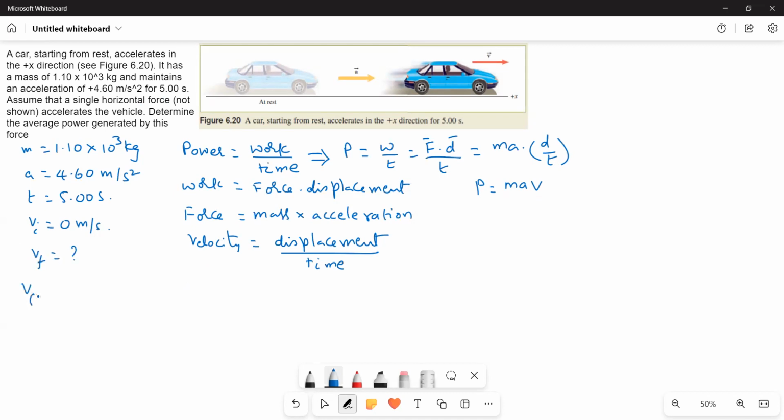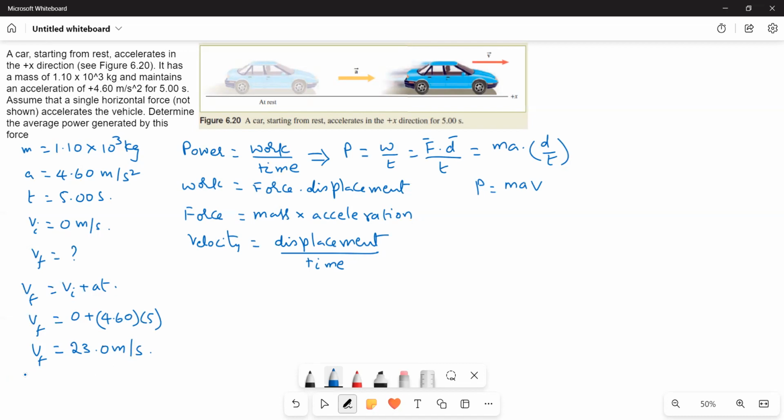So Vf is equal to Vi plus a t. Okay, so as Vi is equal to 0, and acceleration is given, Vf is equal to 0 plus 4.6 times 5. That gives Vf equal to 23 meters per second.